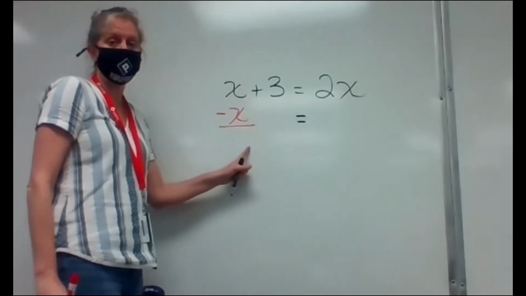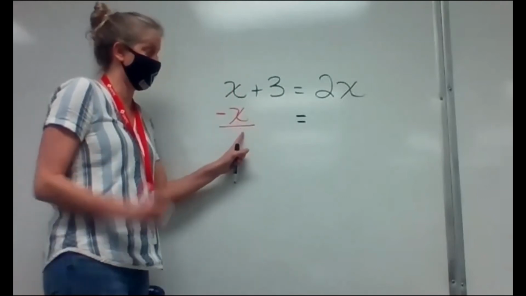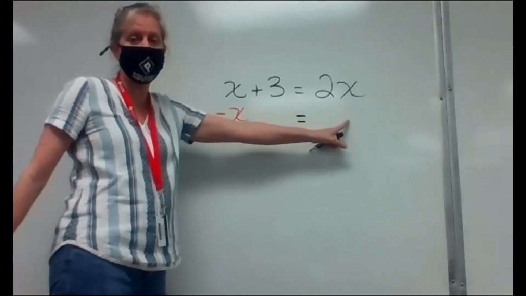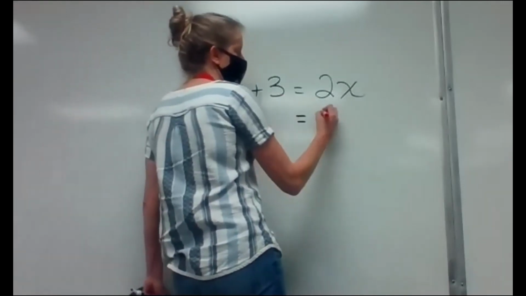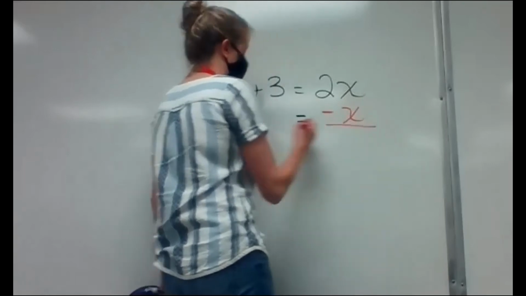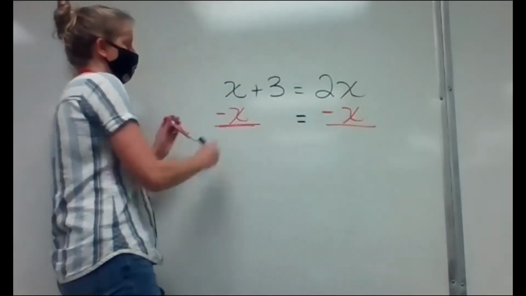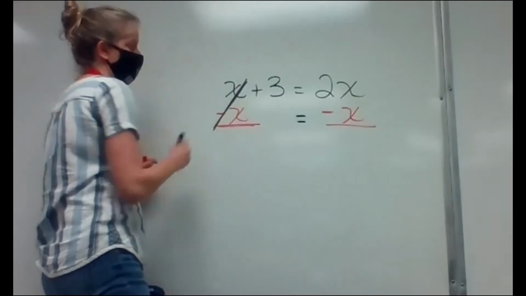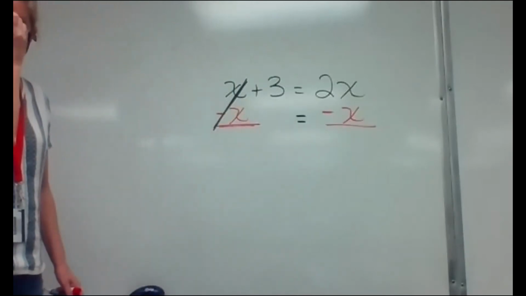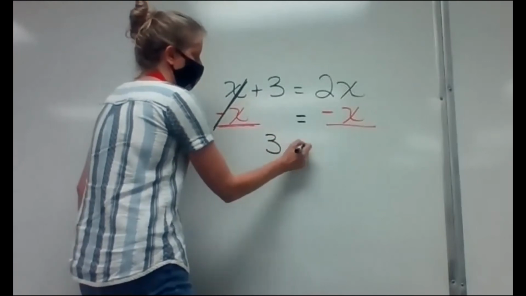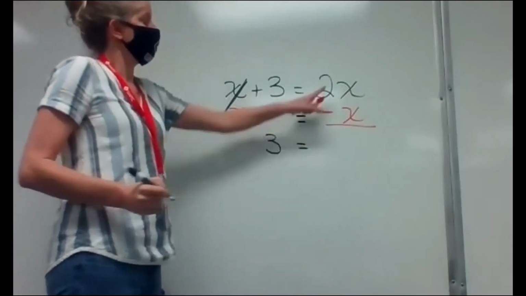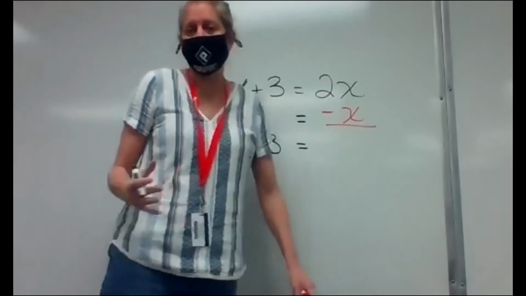If I did it here, did I do something to one side? I did, which means I have to do the same thing to the other side. So if I subtracted x there, I'm going to subtract x here. So that's gone. All I'm left with here is the 3. Bring down my equal symbol. These are like terms. They're just like regular numbers.